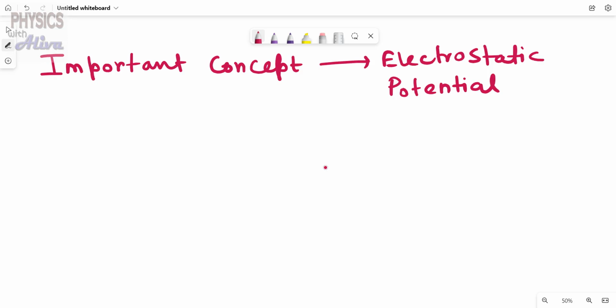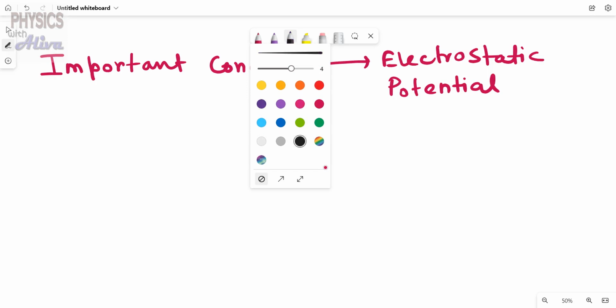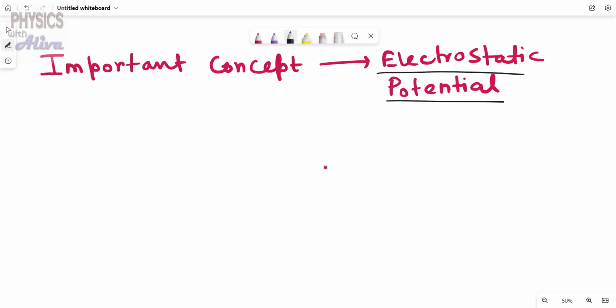Today we will discuss an important concept associated with electrostatic potential. Okay, so let's start. Suppose there is a sphere of radius capital R with charge Q present. This is a conducting sphere, and you have to calculate the electrostatic potential inside the sphere, outside the sphere, and on the surface.